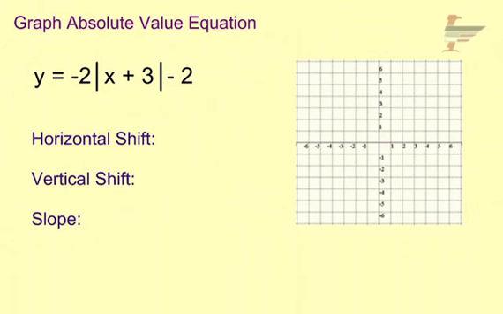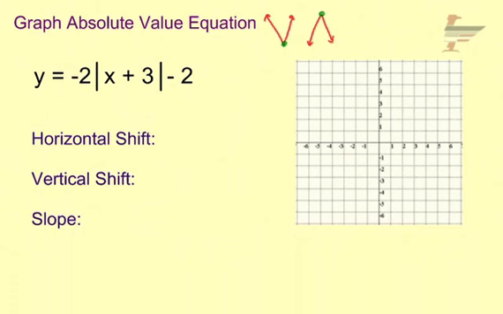Graph an absolute value equation. So with absolute value, we want to remember that when we see those absolute value bars, we're going to have a V-shaped graph. It could open up or it could open down. And where your two sides come together and meet is called the vertex.